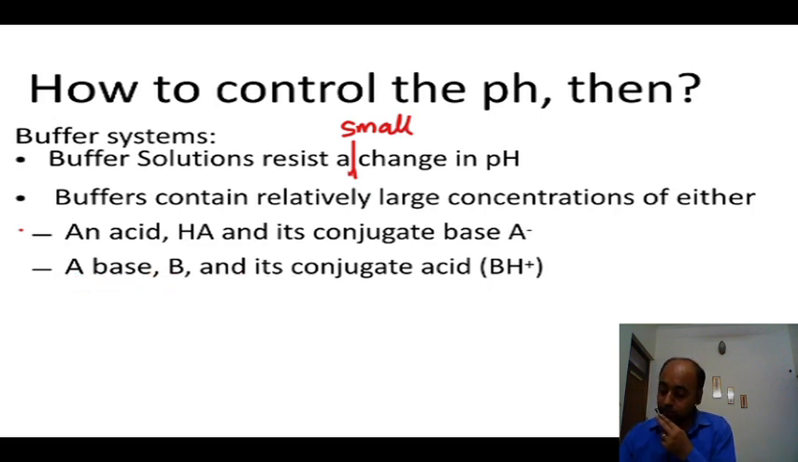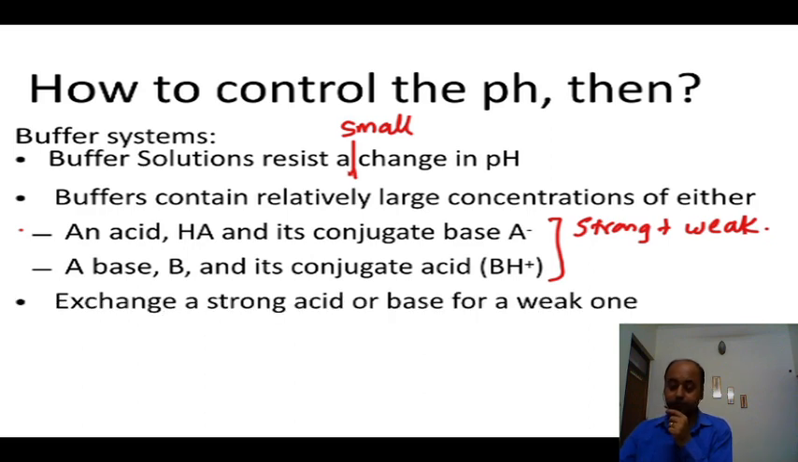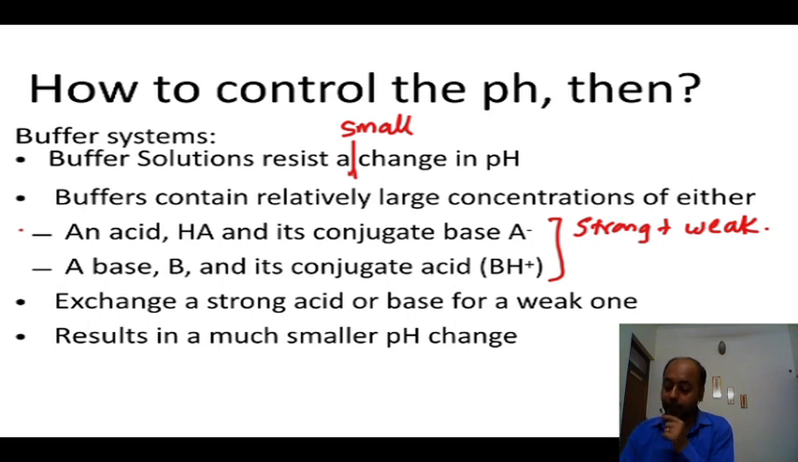One of the two parameters will be strong. The second parameter, which will be complementary, will be weak. All right, you can have a weak acid with a strong base, you can have a weak base with a strong acid. So we have alternating, or you can say complementary values of the acid and base. This is what we call a buffer. You exchange a strong acid for a weak one, and as a result of the buffer, it will try to resist the change in pH.